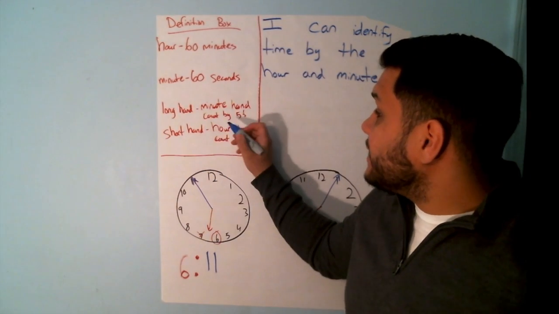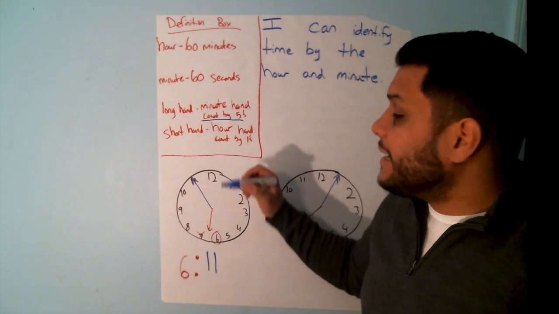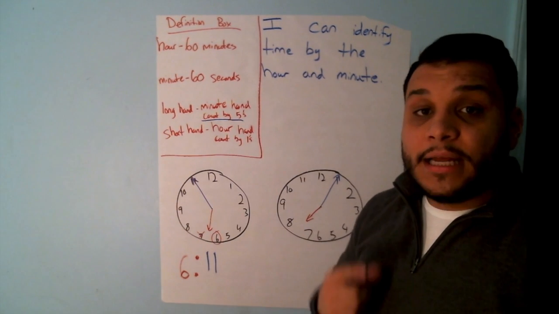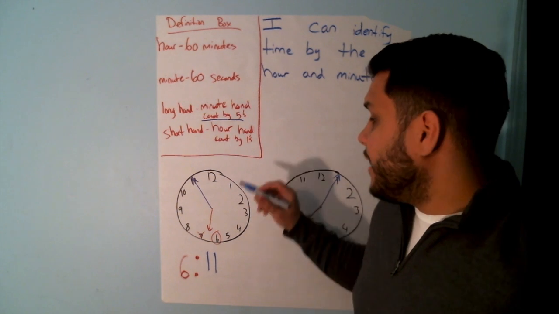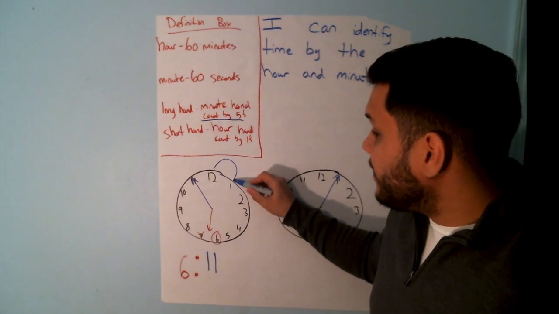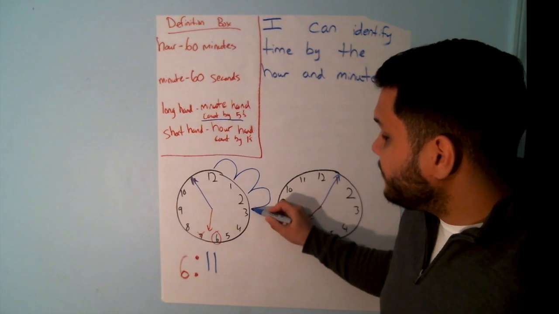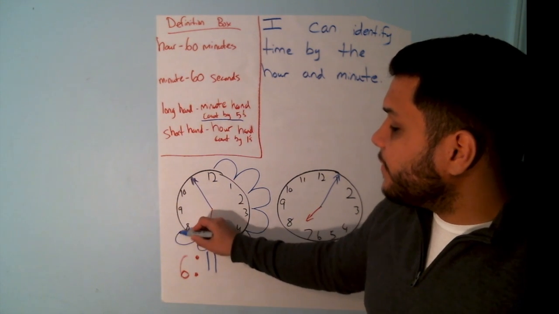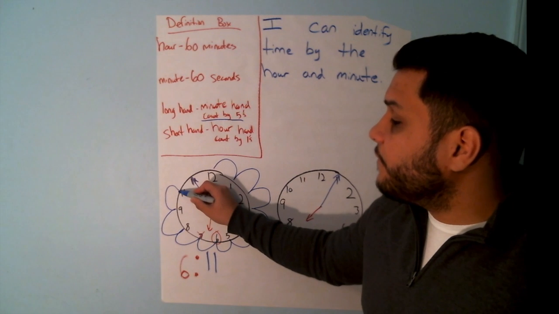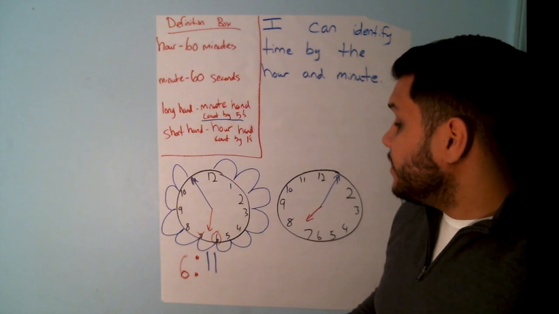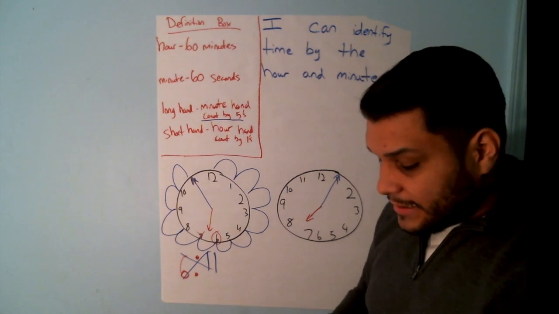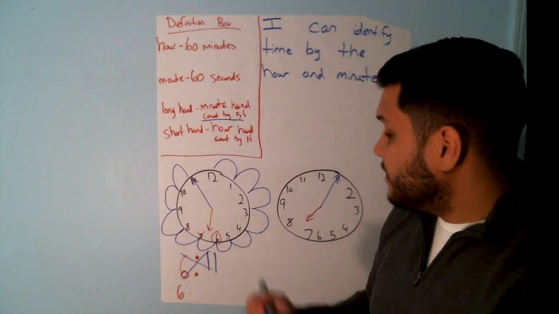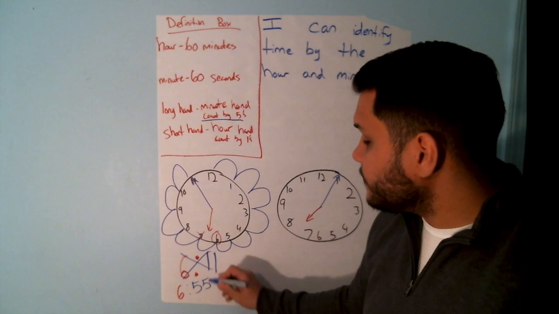Oh, if I go back to my definition, I see that with my long hand, I need to count by 5s. I forgot to count my minute hand by 5s. Can you help me count by 5s? Great. Let's count. We have 5, 10, 15, 20, 25, 30, 35, 40, 45, 50, 55. So instead of it being 6:11, my time should say that it is 6:55.